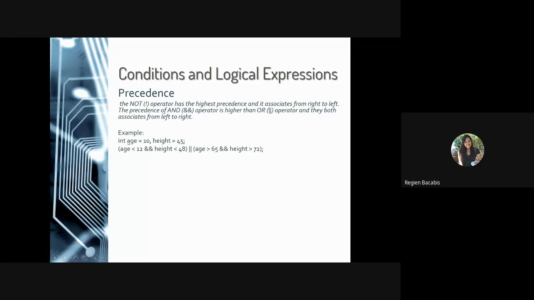Okay? So, here is an example. So, assuming we have these variables, age is equals to 10, height is equals to 45, and we want to test this condition. If age is less than 12 and height is less than 48, or age is greater than 65 and height is greater than 72. So, unsa siya? So, here is the solution. Una, atong i-substitute ang mga variables sa ilang value para mas dali rin ma-evaluate. So, age is equals to 10 and height is equals to 45.